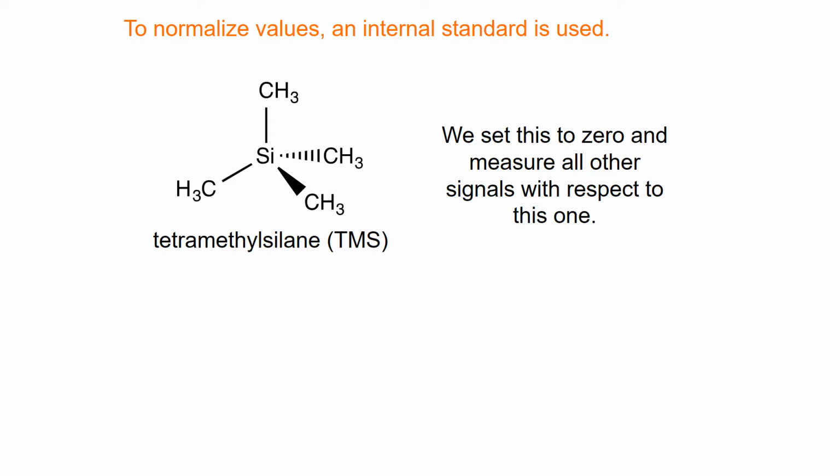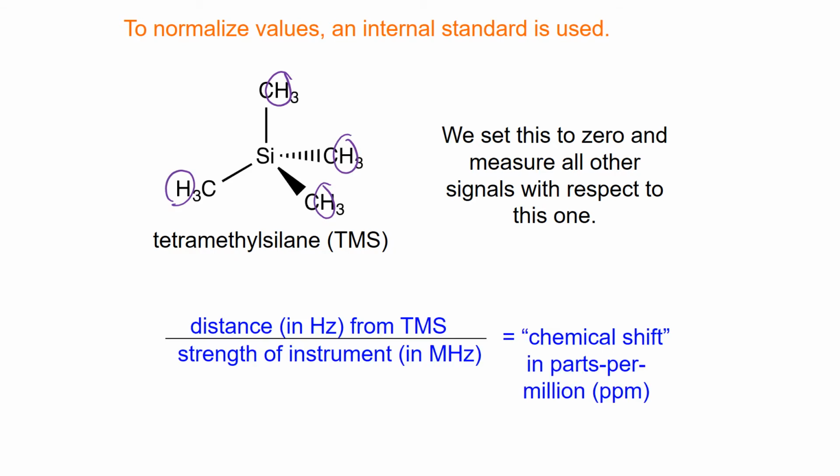So the standard that we use is tetramethylsilane. And we set the signal that's generated from the protons on tetramethylsilane, so these guys here, we're going to set that signal to 0. And then the signal for all of the other protons that happen to be in the sample are going to be measured with respect to TMS.